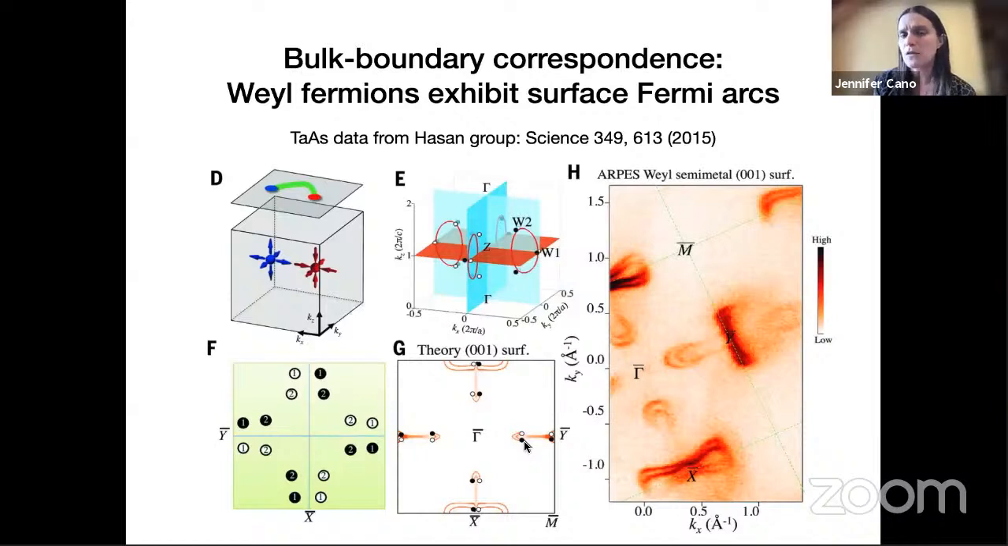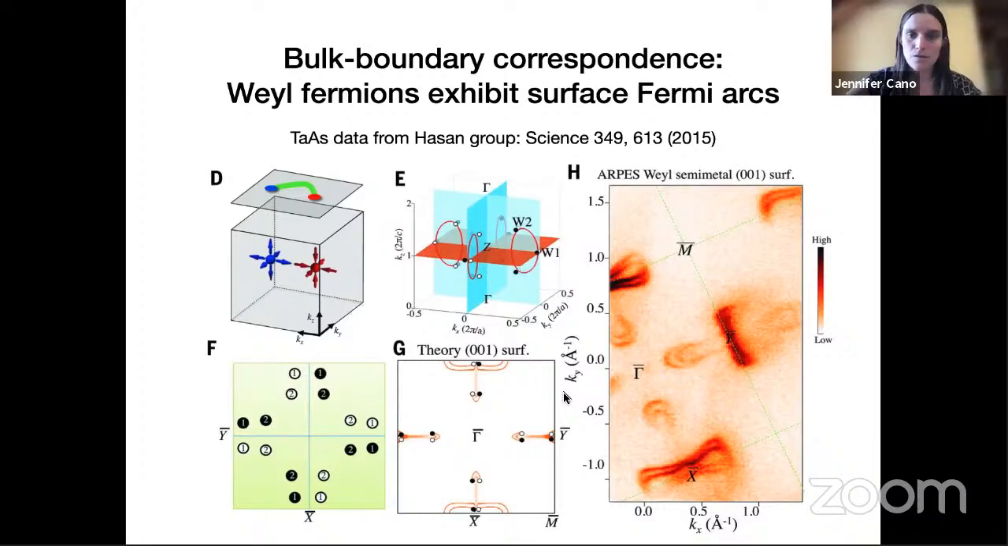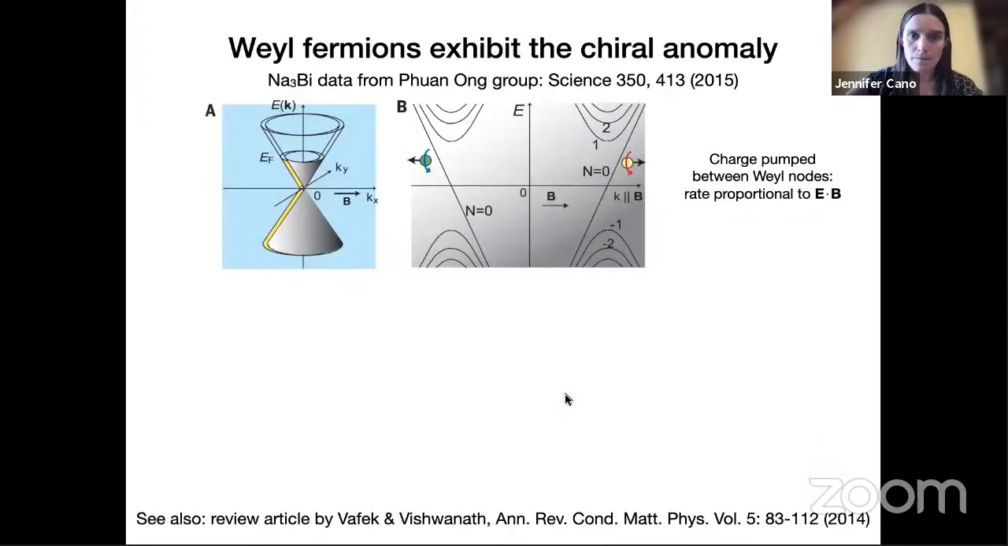And at this point, applications is a great question. I'm not sure that if there was any application for Weyl fermions, it would rely on the Fermi arcs, but maybe on some other properties of Weyls, like their transport properties. Mm-hmm. Yeah. Okay. Thank you. Yeah. Thanks. These are great questions.